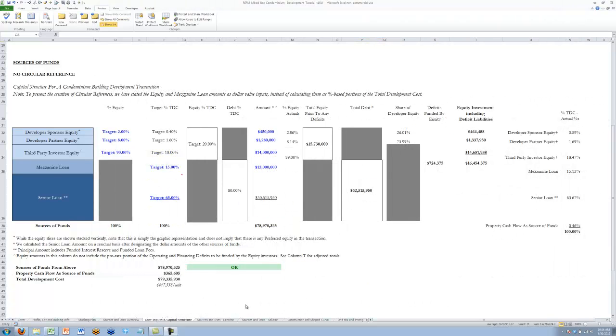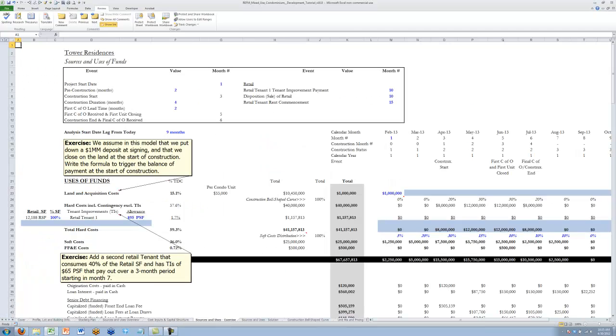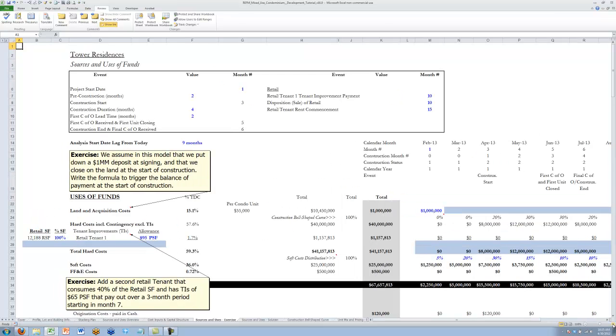Next, let's move to the Sources and Uses Exercise tab. Before we dive into the projections, let's look up at the box at the top left, which we call the control panel.